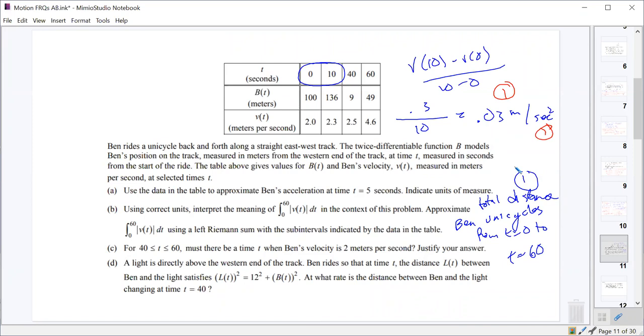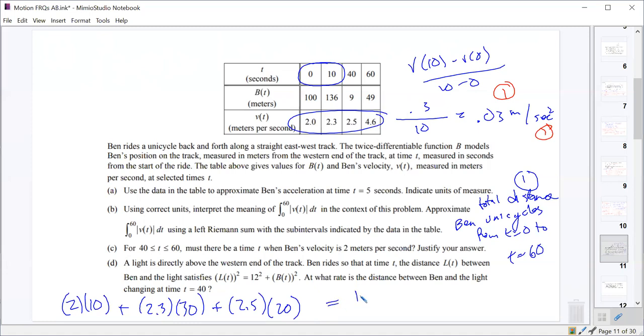And then the second point is they want you to approximate that integral using a left Riemann sum. And so we're integrating v of t, so we're going to use the v of t values. Our first height is 2 times a length of interval of 10. Our second height is 2.3. Length of that interval is 30. And the last one is 2.5 with a length of 20 from 40 to 60. And all you got to do is multiply all this out. That's 50, that's 20, that's 70, plus that is 69, 70 and 69 is 139, so 139 meters.